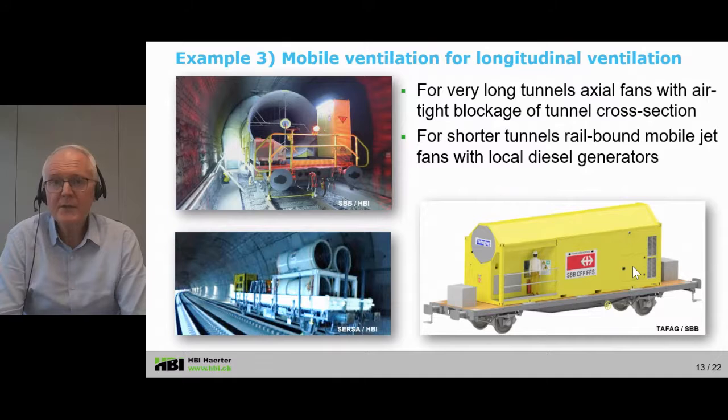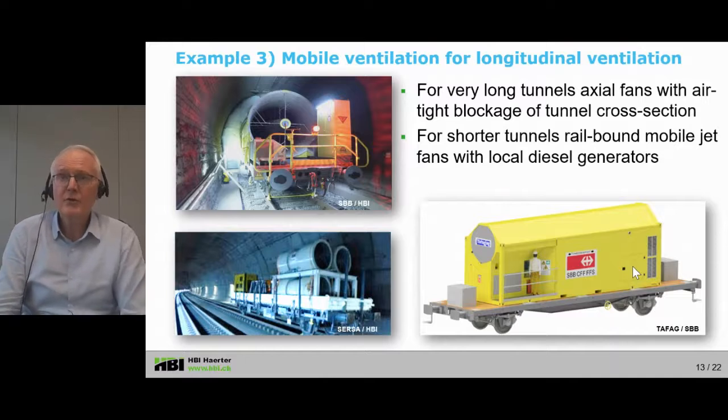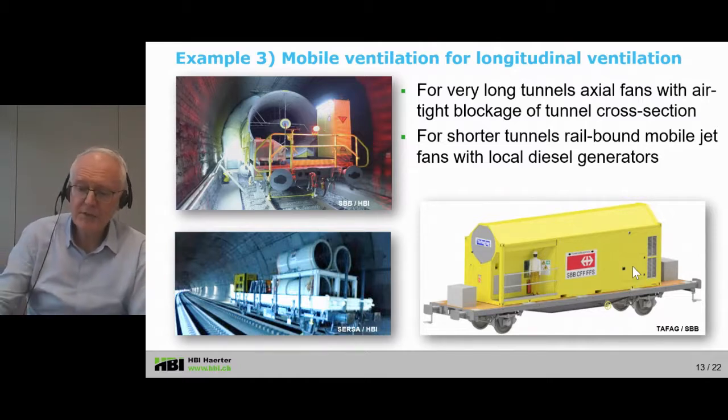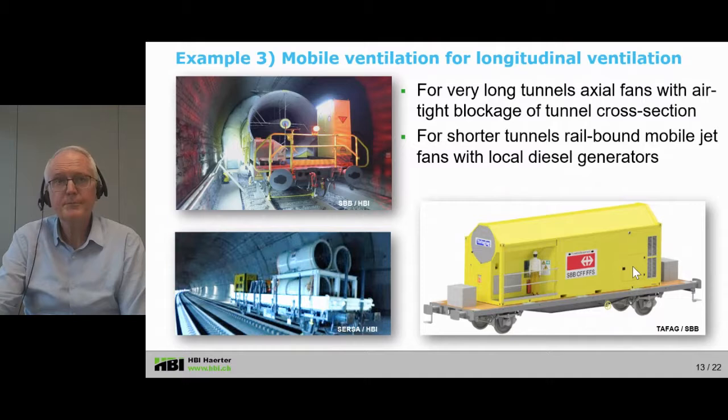At the bottom, you see two examples of jet fan cars with integrated diesel power generation. The left one has been used already since a longer time. The right example, the yellow car, is now a prototype and it's being tested for application. Swiss Railways have decided to buy 8 of those cars, especially for short-term interventions, and you can combine a couple of them to increase as well the ventilation power. So 8 of those cars are now being manufactured. So these are examples of mobile ventilation.